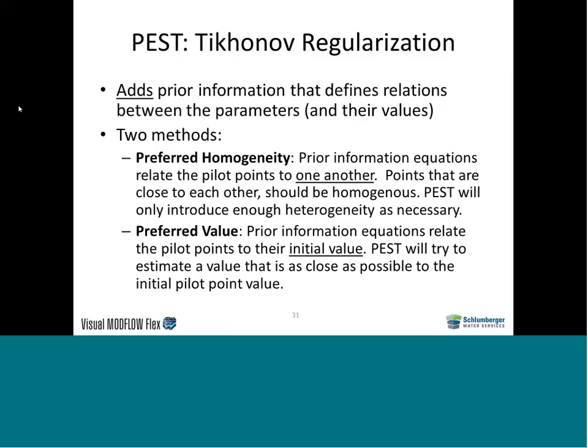Points that are close to each other should be homogeneous, and PEST will only introduce enough heterogeneity into the system as required. The second method of regularization for Tikhonov is referred to as preferred value. In this case, the prior information equations will relate the pilot points to their initial value. PEST will try to estimate a value that is as close as possible to the initial pilot point value during the course of each iteration.